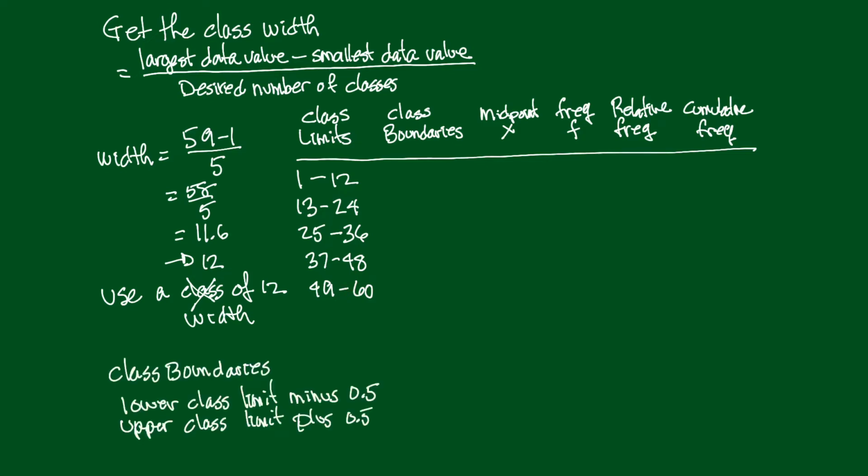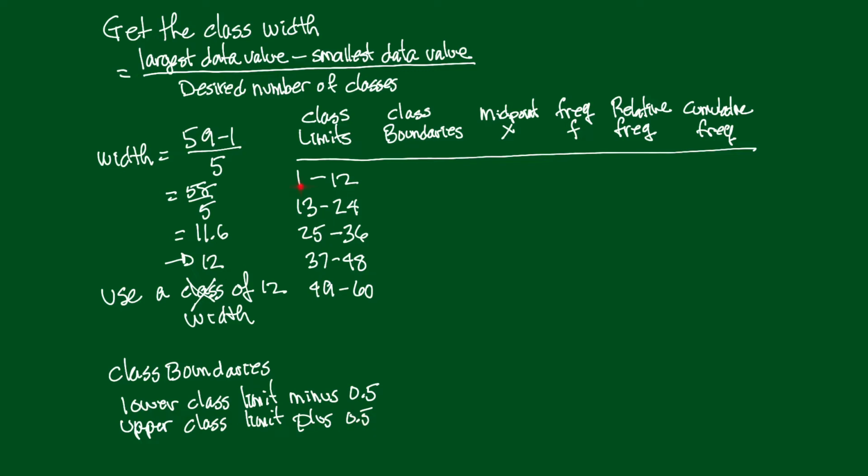Now here's the class boundaries. You can see, we're going to use boundaries because you can see there's a gap here. There's a gap of 1 unit. Right now there's nothing in that, but it does leave a gap. So we want to fill in that gap. And here's how we can do that. We're going to take the lower class limit, subtract 0.5, and then we'll take the upper class limit and add 0.5, right? So we're going to subtract a half, add a half.